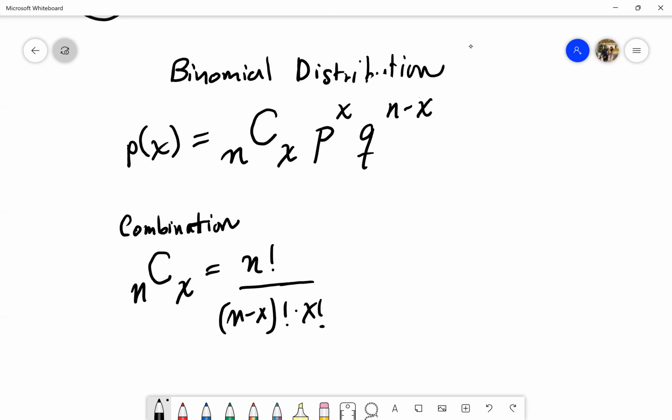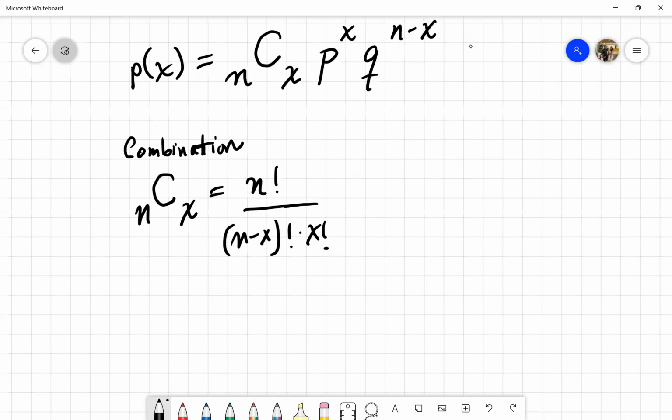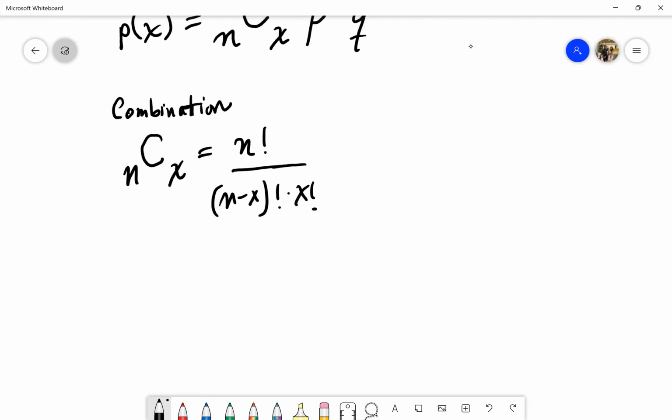Anyways, all right. n doesn't mean n, it means n factorial. So let me clarify what n factorial means. I'm going to write a number. 5. Four.